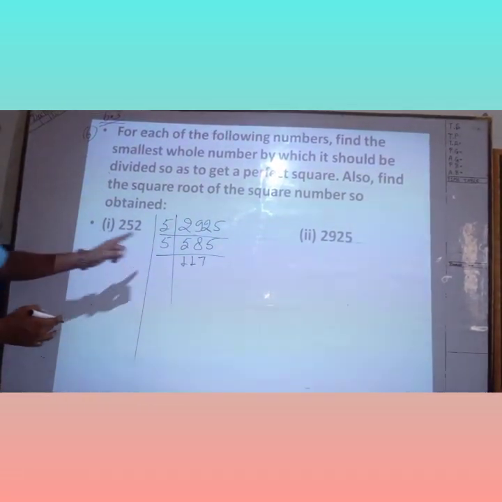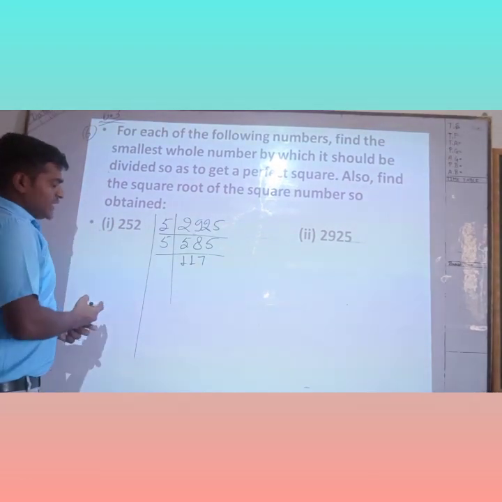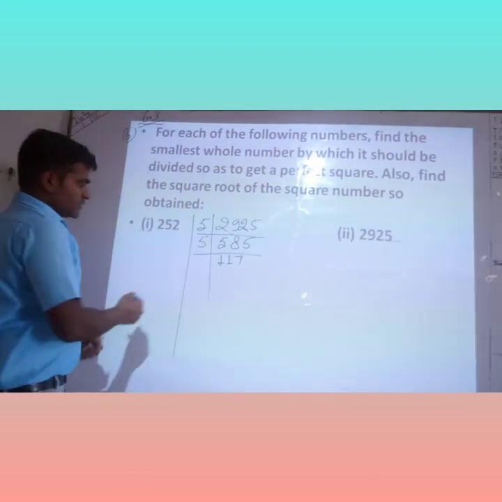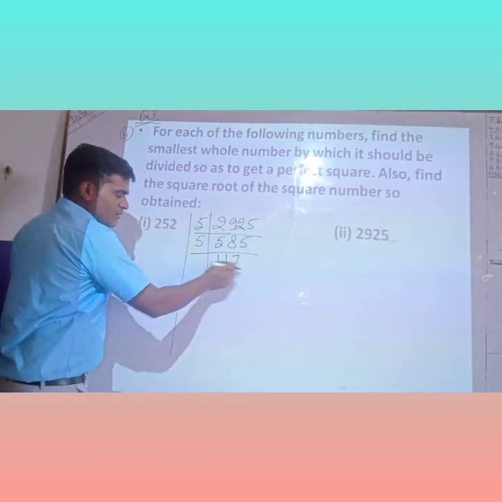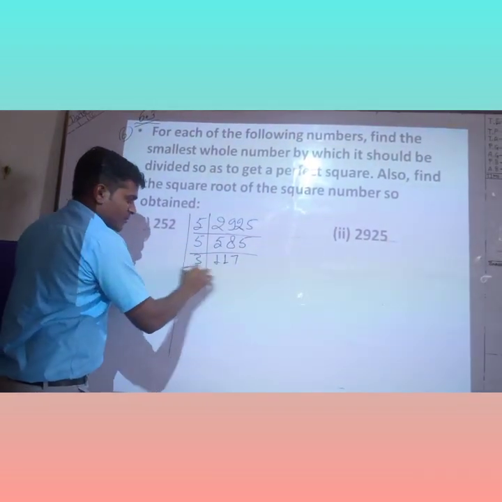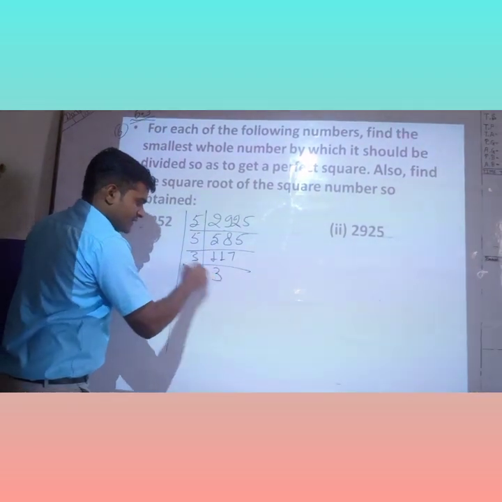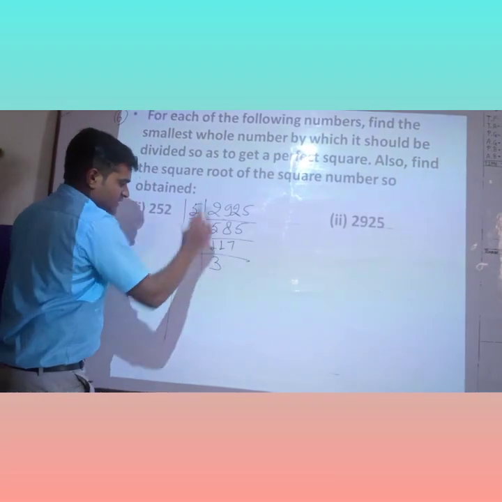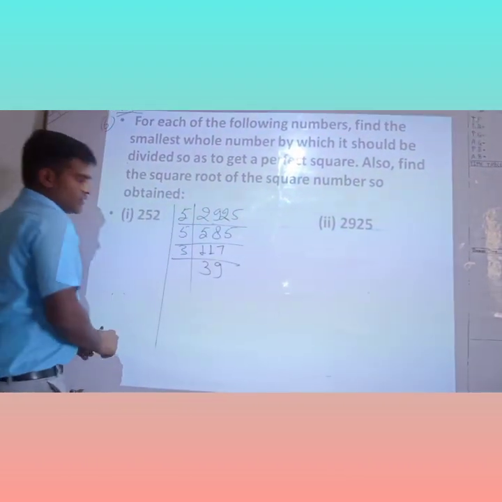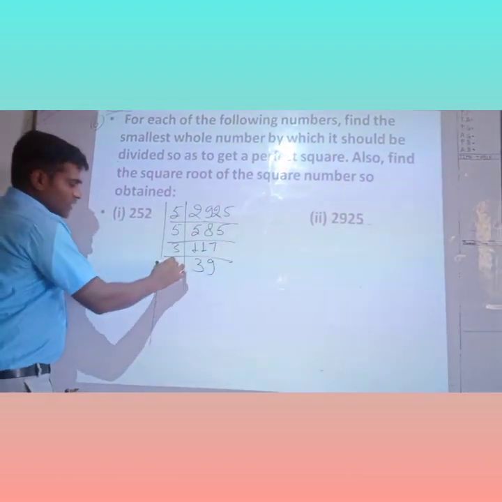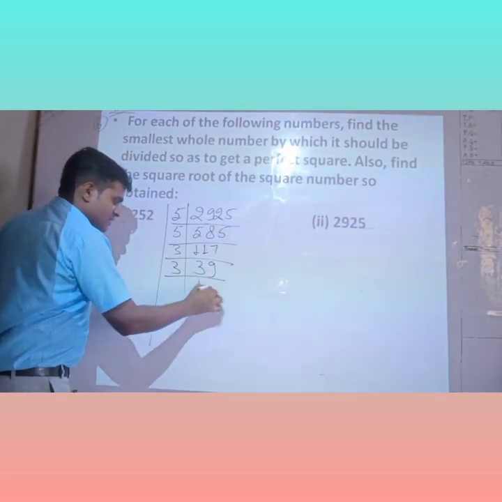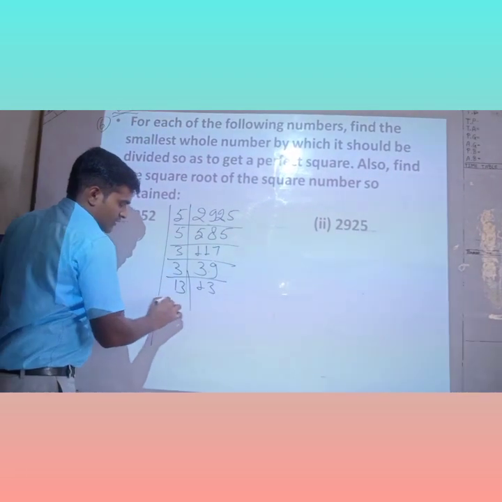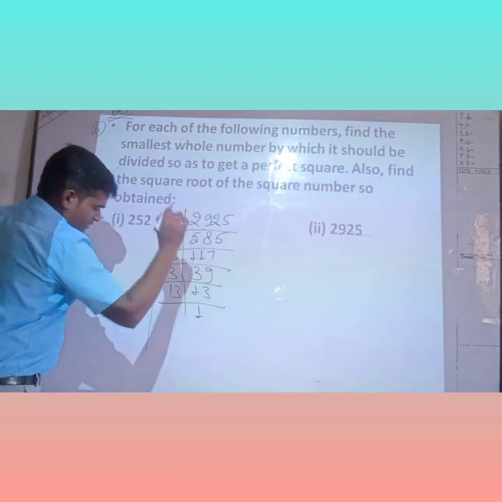So children, this is 117. So 117 is divisible by 3. 3 threes are 9, 3 nines are 27. Again, it is divisible by 3. So 3 ones are 3, 3 threes are 9. Now it is divisible by 13. Okay, so 13 ones are 13.